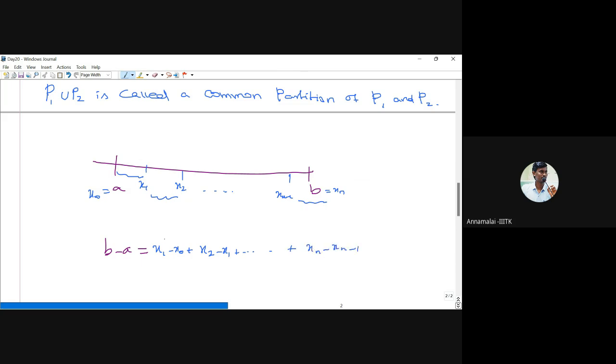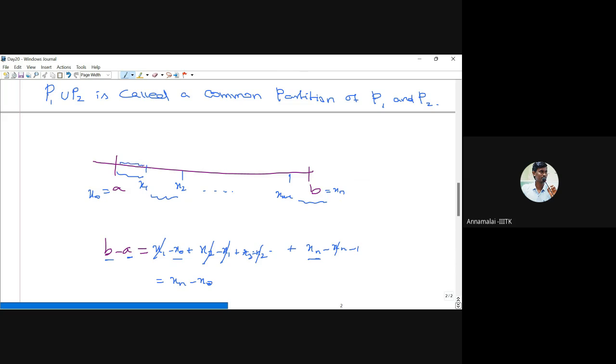So we can cancel this x1, and then this x2, and then the next one is x3 minus x2. So x2 minus x2 cancels, and so on. You can cancel all the things, so finally you'll get x n minus x0. Therefore this is nothing but x n minus x0. x n is nothing but b and x0 is nothing but a. So the length of the entire interval is nothing but the sum of the lengths of each subinterval.